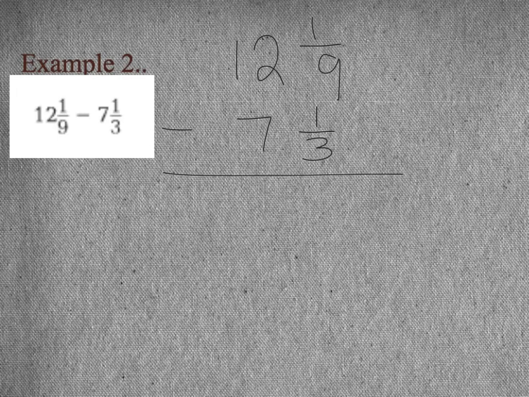And I'm going to, first of all, find the lowest common denominator between these two fractions, because obviously 9 and 3 are not the same denominator. So I'm thinking, hopefully you're thinking too, well, 3 can go into 9. How many times does 3 go into 9? Well, 3 times 3 is 9. Whatever I do to the bottom, I have to do to the top. So 1 times 3 is 3. So I have 12 and 1/9 minus 7 and 3/9.